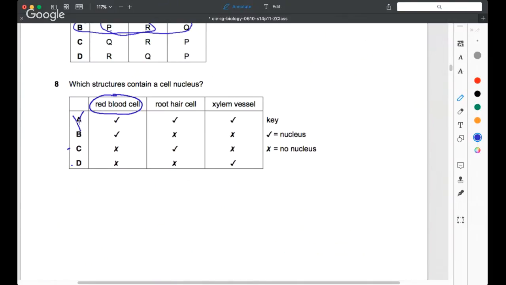We can rule out these two already. And our root hair cell is basically a normal plant cell with a specialized root hair ending. So that does contain a nucleus. So we've got to have a tick here. So we can already conclude from the first two, it's got to be C. And then a xylem vessel. Remember, a xylem vessel is made from dead lignified cells. So it's where the water passes through. So our dead lignified xylem vessel has no nucleus, although the supporting cells around the xylem vessel do have nuclei.